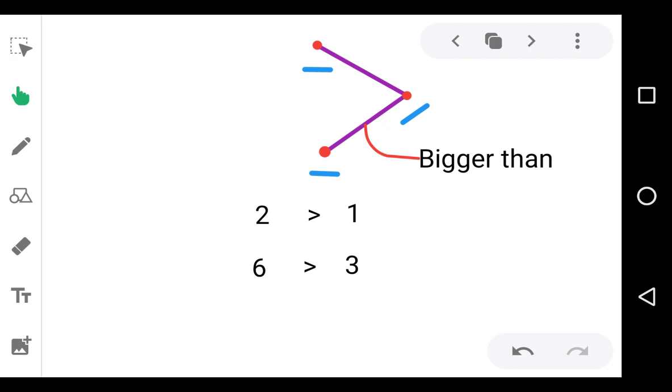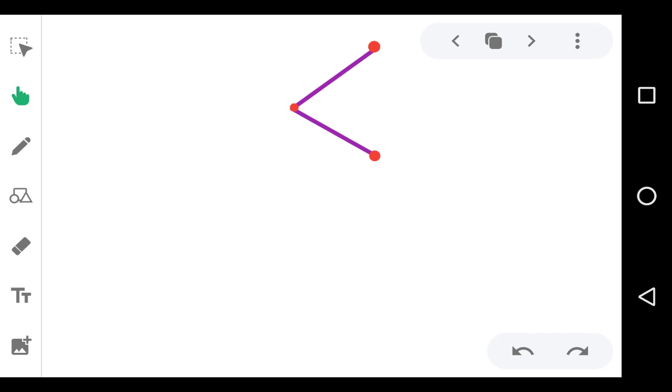Now see the second symbol. See here, this sign faces the other way. We go left to right. See, on the left, there is 1 point. And on the right side, there are 2 points. So, 1 is smaller than 2. So, this symbol is for smaller than.